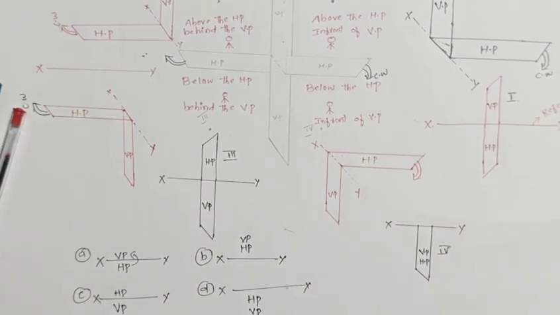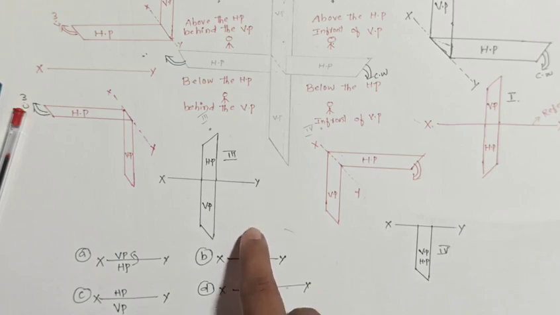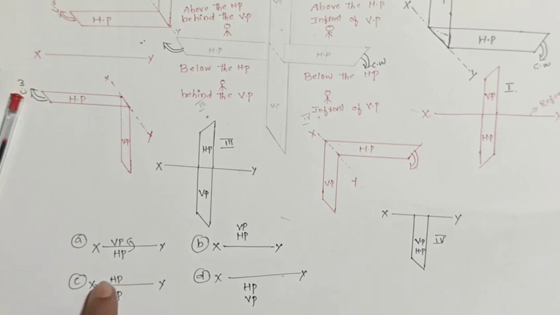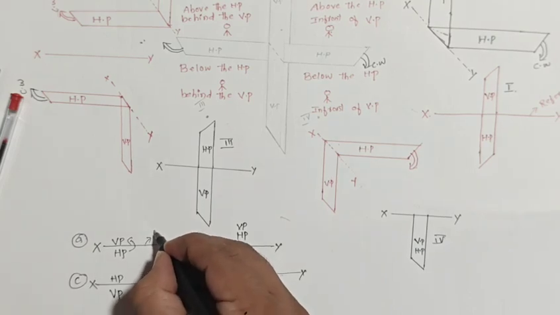You know the formulas of this quadrant system. The first quadrant formula is VP above HP. Second quadrant formula is HP and VP both are above the reference line. What about the third quadrant formula? HP should be above the reference line and VP should be below the reference line. That's it. What about the fourth quadrant formula? HP and VP both are below the reference line. So this line is the reference line.